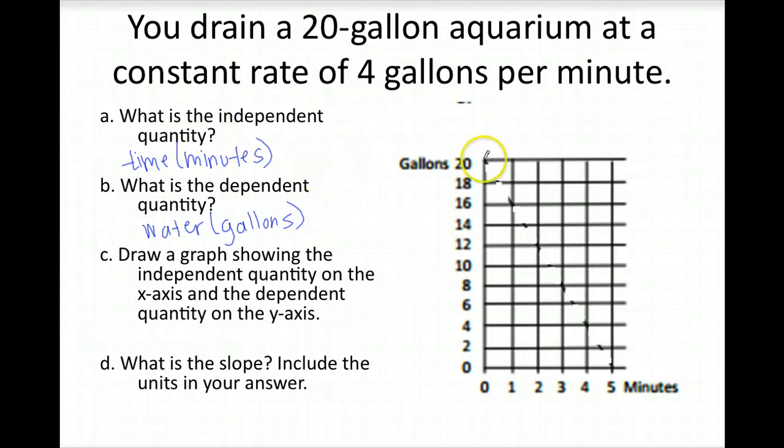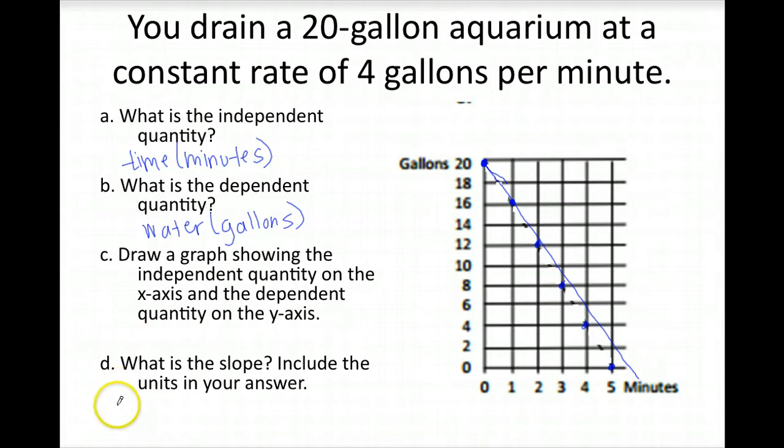Now to draw the graph, we start at 20 gallons and we're decreasing at a rate of 4 gallons per minute. So we're going down 4 units for each minute. So 4 gallons of water for each minute, and so on. Oops. Hopefully yours looks better than mine does.